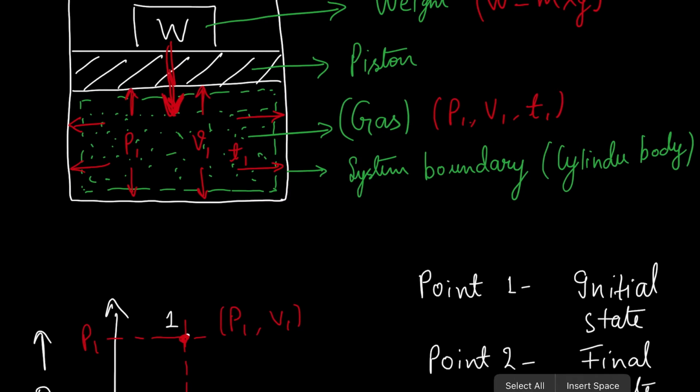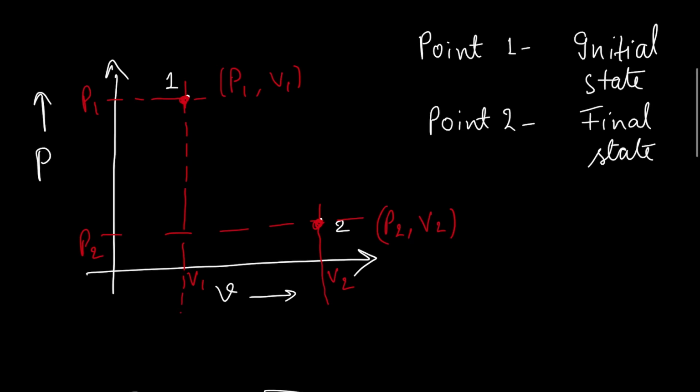Now let's suppose I remove the weight W. So what will happen? The piston will move up because there is no force stopping it from moving up. So it will reach a point 2, which is its final state. And it will take a path to reach point 2. If you remember, we studied path, process, and cycle in last chapter 3. So this is the path it will take where its volume keeps on increasing and pressure keeps on decreasing till it reaches P2, V2, which is the equilibrium state.